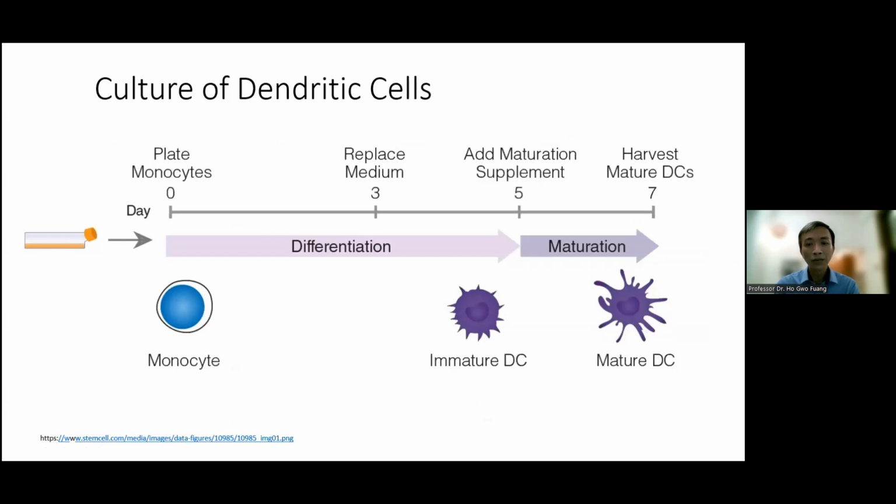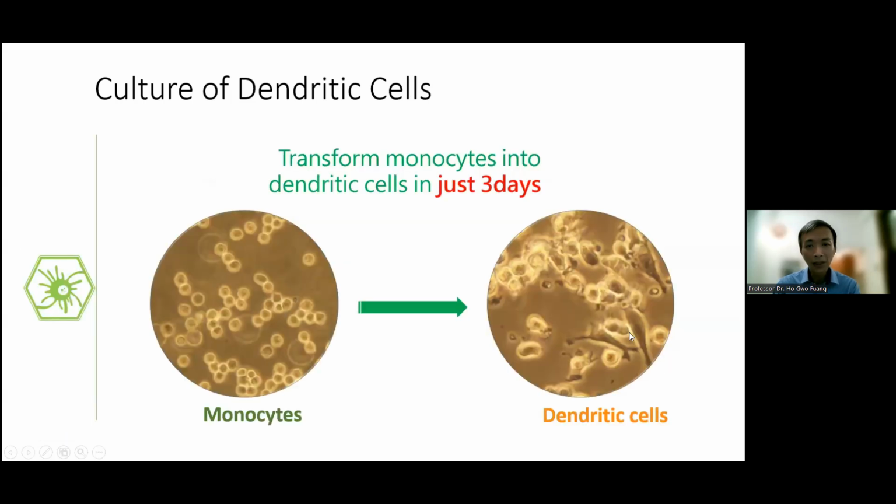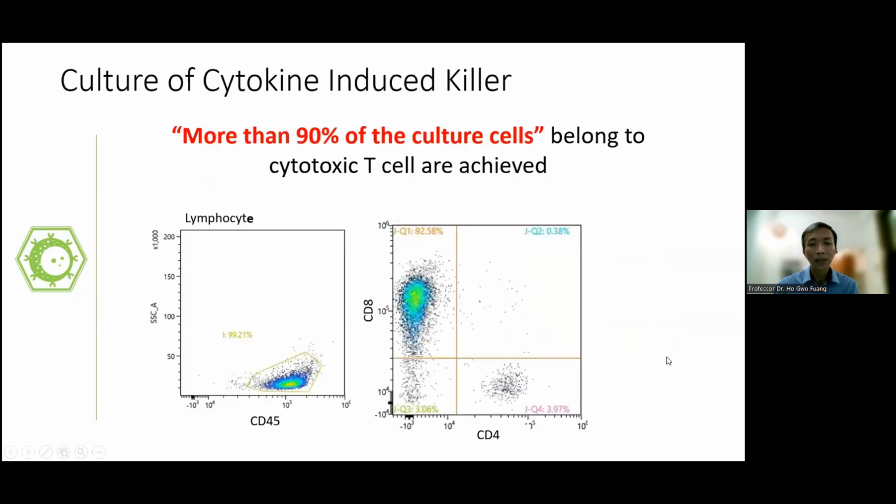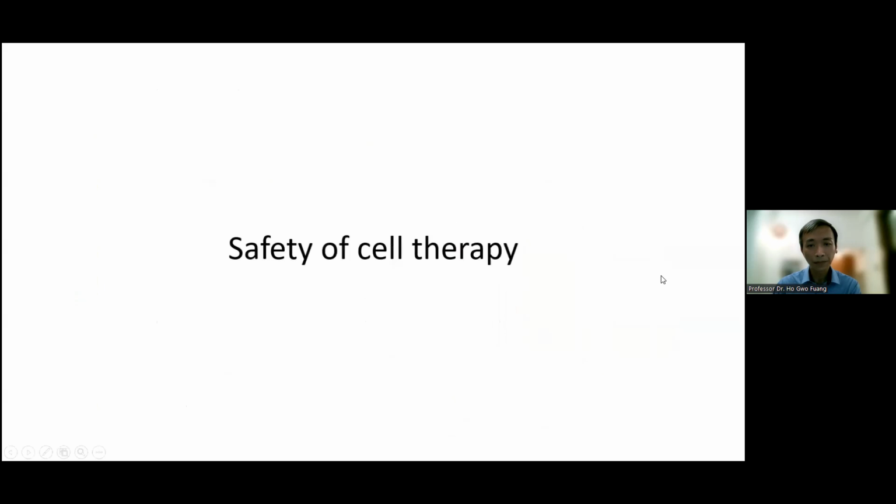Culture of dendritic cells. So this is what we said just now, 3 days for differentiation, and then another 2 days, 5 days for duration, and then another 2 days for maturation. So these are dendritic cells. So these are the testing of the quality of the T cells. So it needs to produce interferon gamma for us to know that it has the activity. There are functional T cells. More than 90% of culture cells belong to cytotoxic T cells achieved.